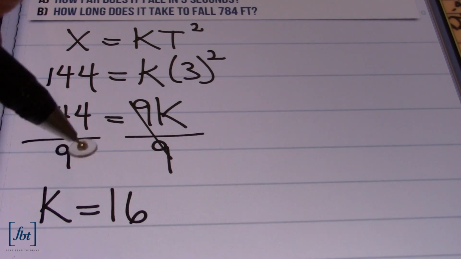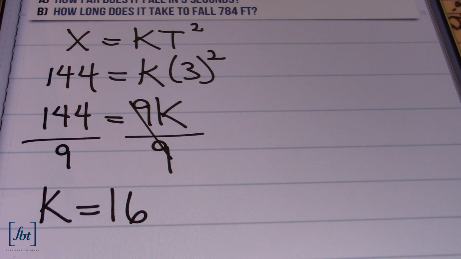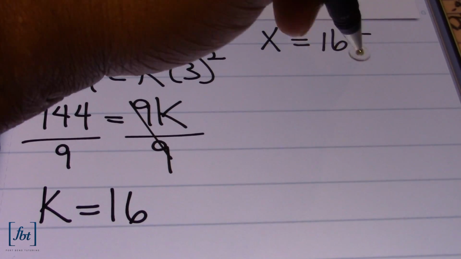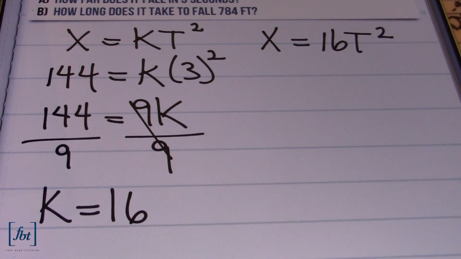We're going to use this value of 16 to come up with our variation equation. So the variation equation will now be x equals 16t squared. This is the variation equation that we can use to solve part A and part B. So for part A, it says how far does it fall in 5 seconds? Go ahead and replace your value of t with 5.